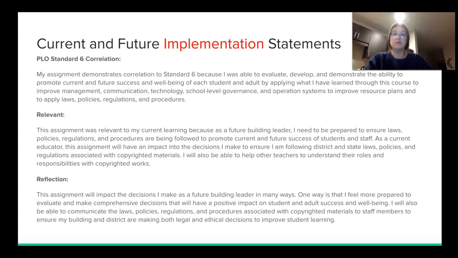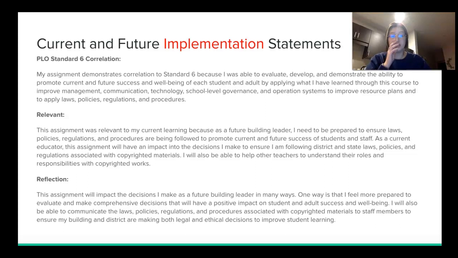Relevant. This assignment was relevant to my current learning because as a future building leader, I need to be prepared to ensure laws, policies, regulations, and procedures are being followed to promote current and future success of students and staff. As a current educator, this assignment will have an impact in the decisions I make to ensure I am following district and state laws, policies, and regulations associated with copyrighted materials. I will also be able to help other teachers to understand their roles and responsibilities with copyrighted works.